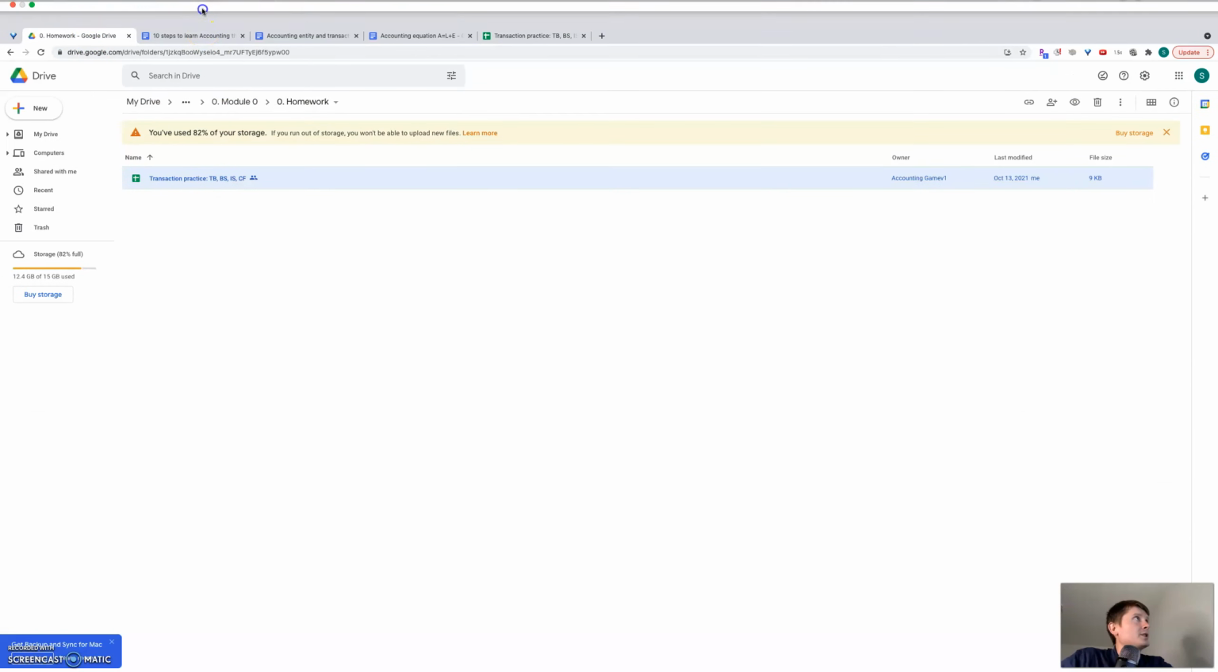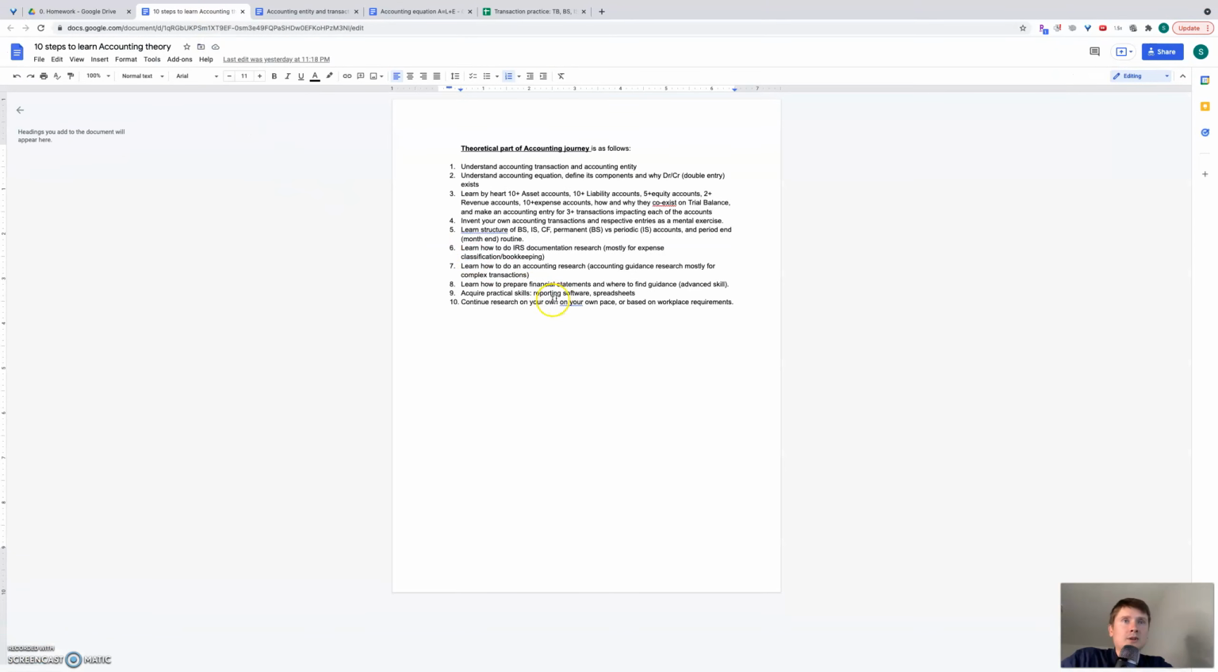Once you are good with doing someone else's entries, you can start to invent your own accounting transactions and post your own double entries. You can do that as a mental exercise when you have free time and you are not busy with your phone or something else.